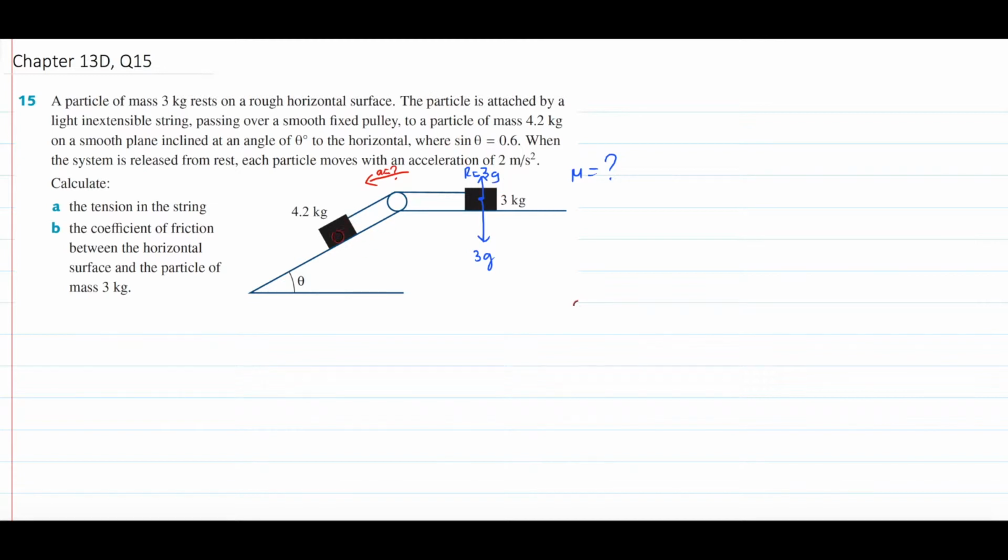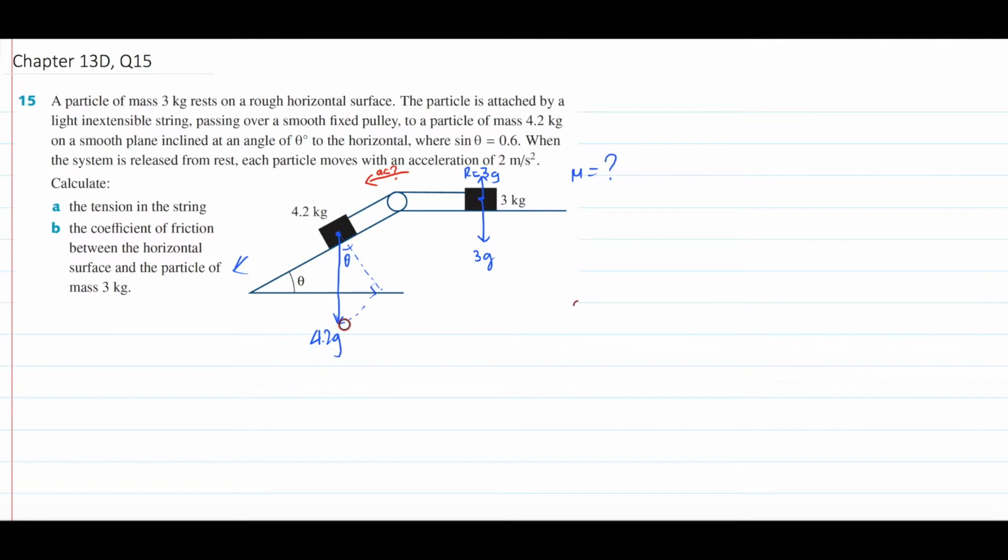Okay, let's look at the 4.2 kilograms object. We've got the weight force trying to pull it down, so that is 4.2g. And remember, whenever you are on an inclined plane, you need to draw your invisible triangle right here, where the angle is also theta, so that you can find this horizontal force and that vertical force. This is the force that's pulling the object down the plane, going in that direction. So you need to find the magnitude of that force.